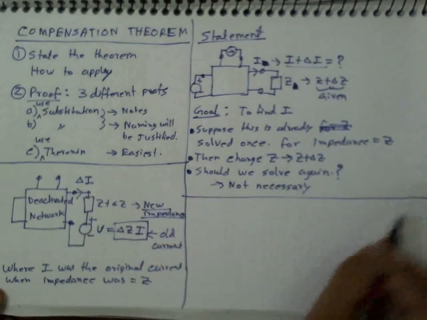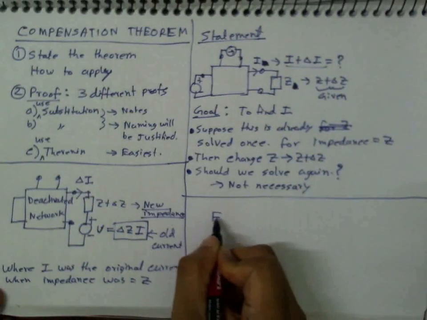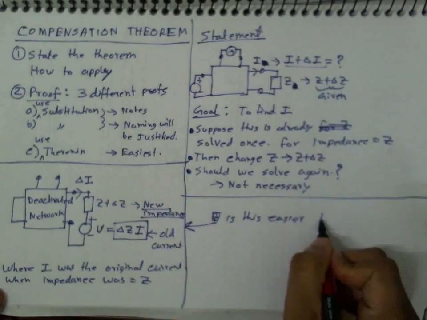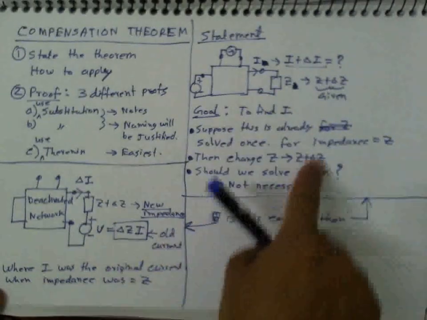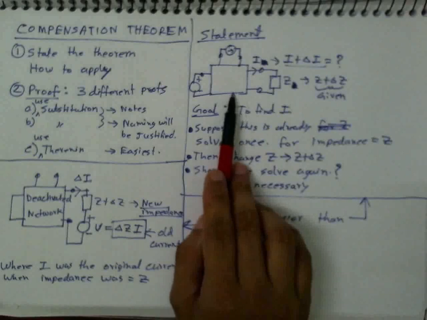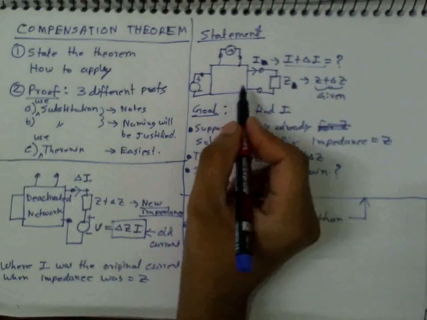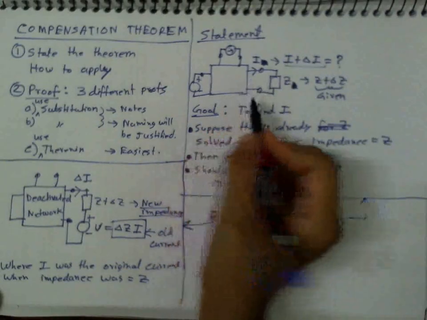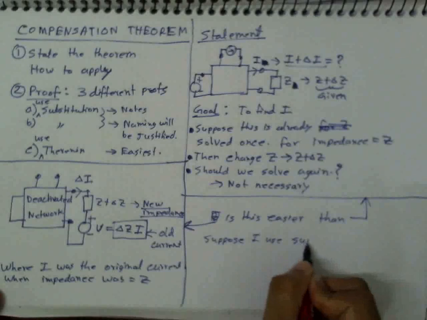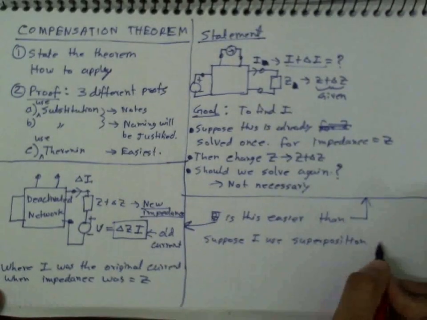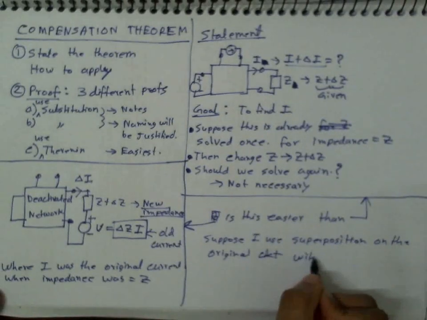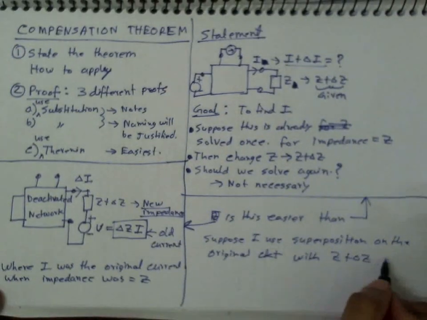Is it easier? You might be thinking, is this particular scheme easier than solving the original circuit? It could be sometimes, because say I want to solve this original circuit once again from scratch, and suppose I apply the superposition theorem on this. Suppose I use superposition on the original circuit with Z plus delta Z, starting from the beginning, starting from scratch.